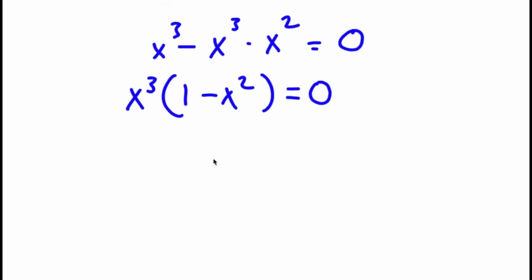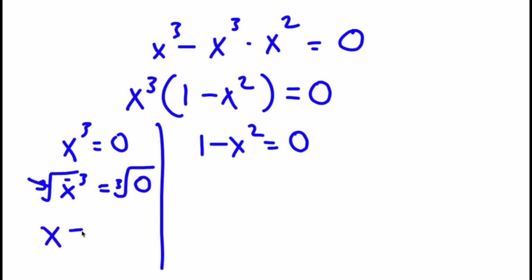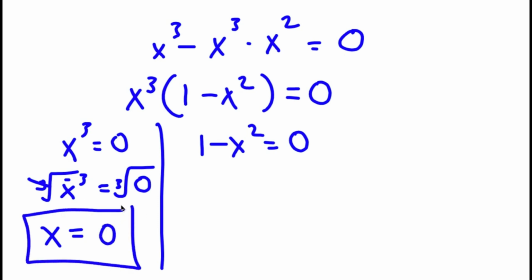So now from here, this gives me two equations. I have x to the power of 3 is equal to 0, and I have 1 minus x squared is equal to 0. So for x to the power of 3 equals 0, I'm going to take the cube root on both sides. So the cube root of x to the power of 3 is simply x, and the cube root of 0 is simply 0. So x equals 0 is one solution to this problem.